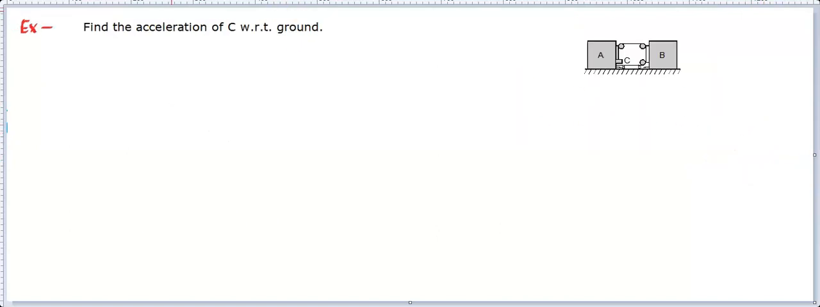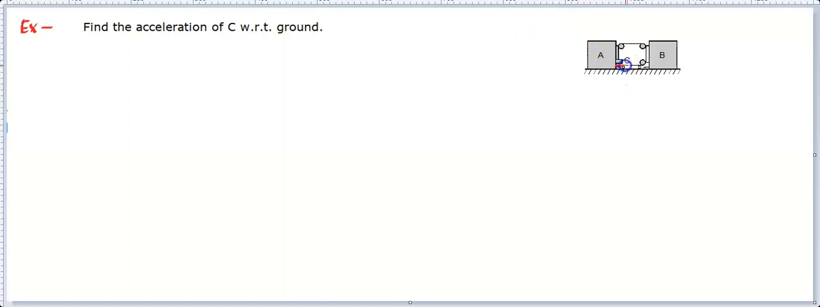Okay. Here is the next question. It says find the acceleration of C with respect to ground. So this is a picture. Let me describe what the picture says. This is a block A, this is a block B, this is a small block C. And this is connected by an arrangement of pulleys and strings. How the strings are connected, let me show you.